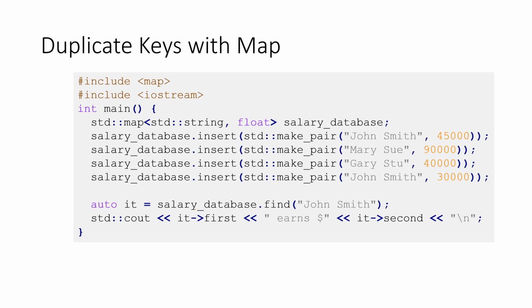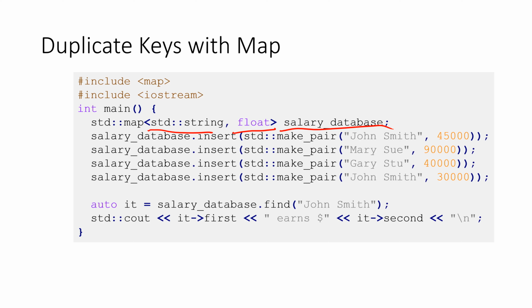Okay, so there are a few variations on map. I'll just quickly walk through a couple of them. Let's say I've got a new binary search tree. My binary search tree is now storing a string key and a floating point value, and the object is called salaryDatabase.